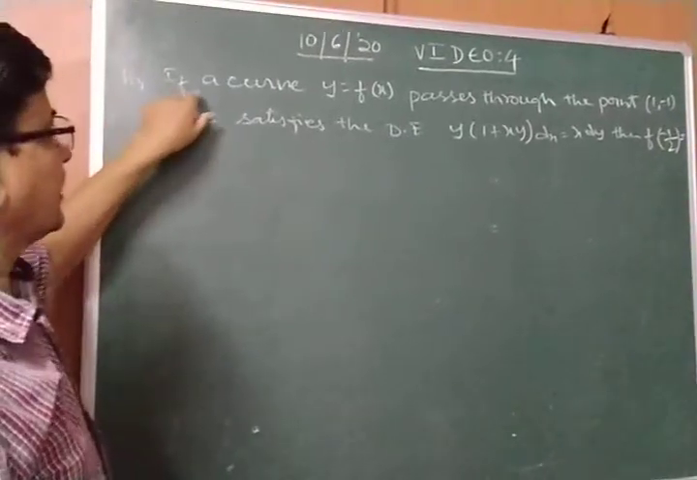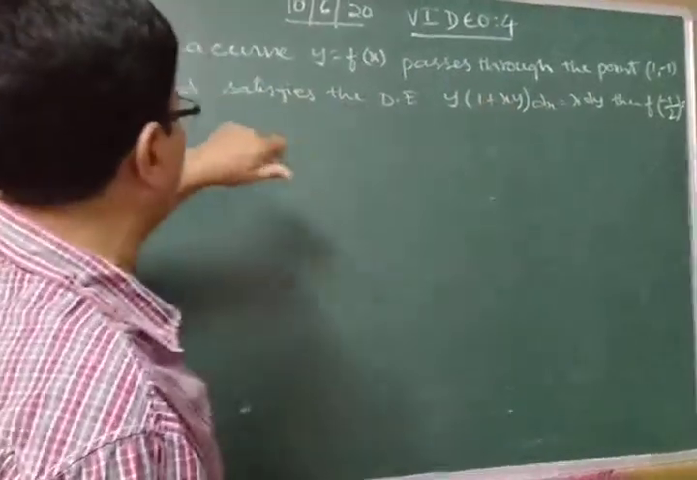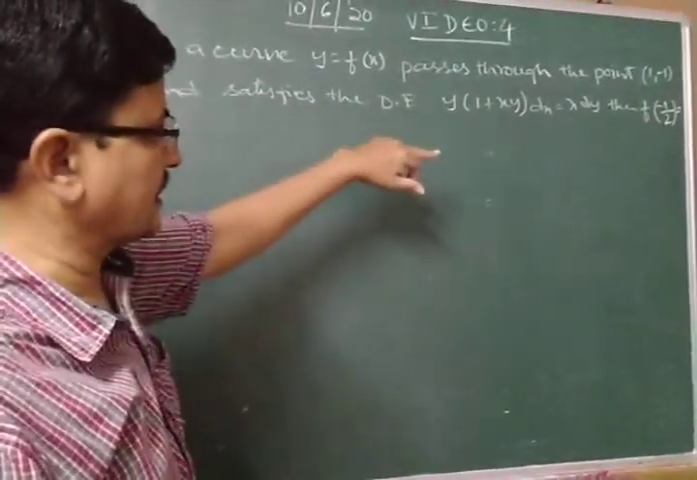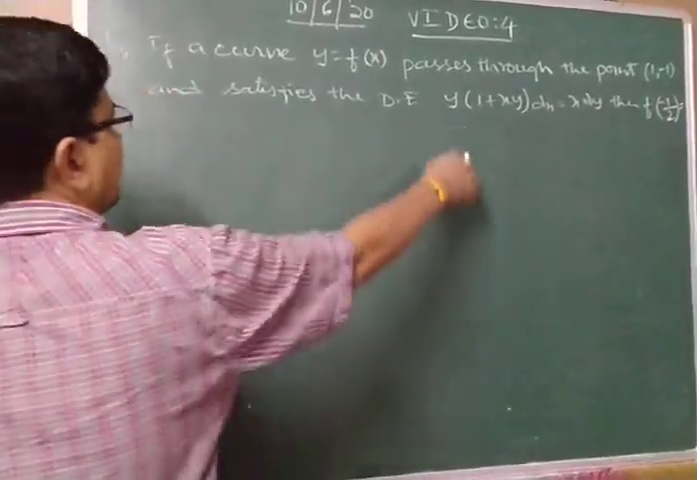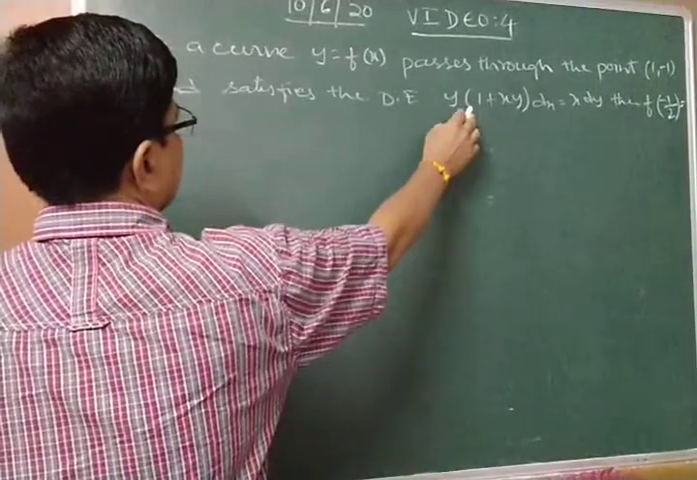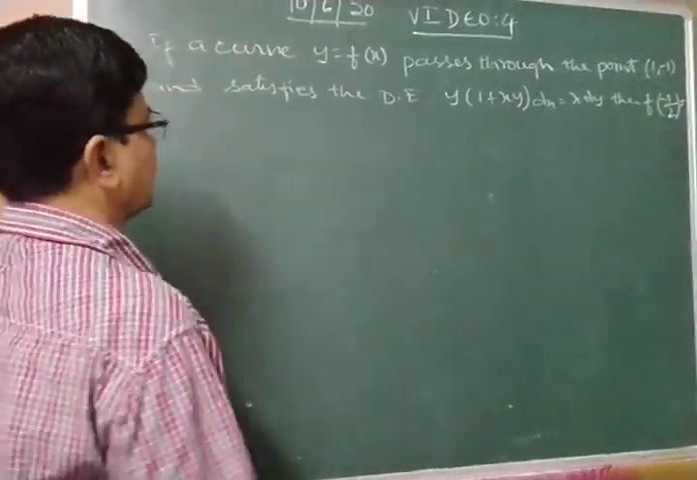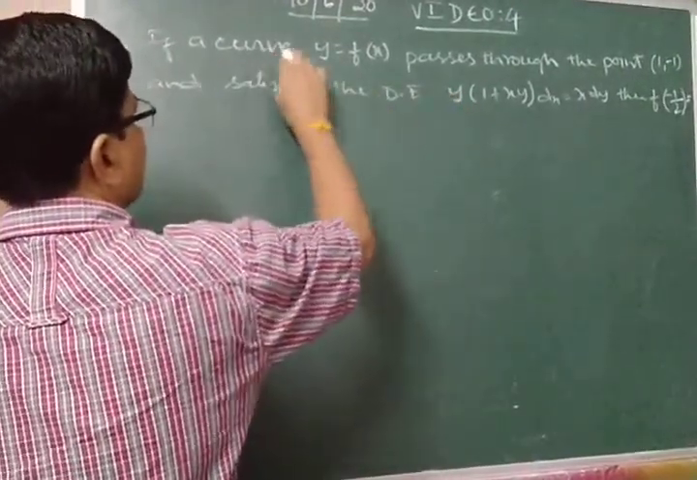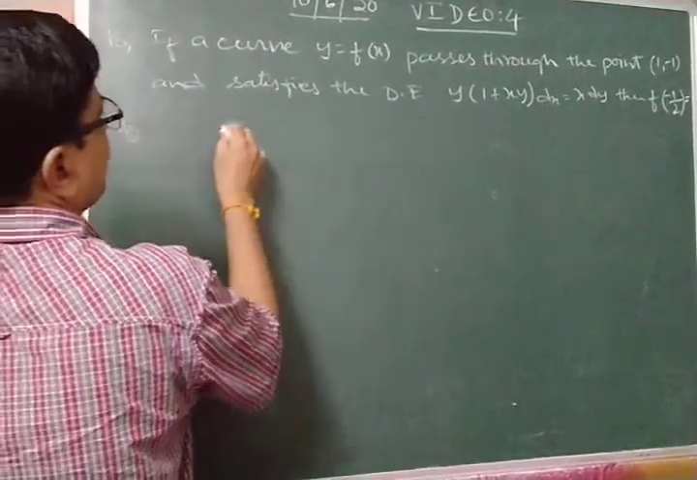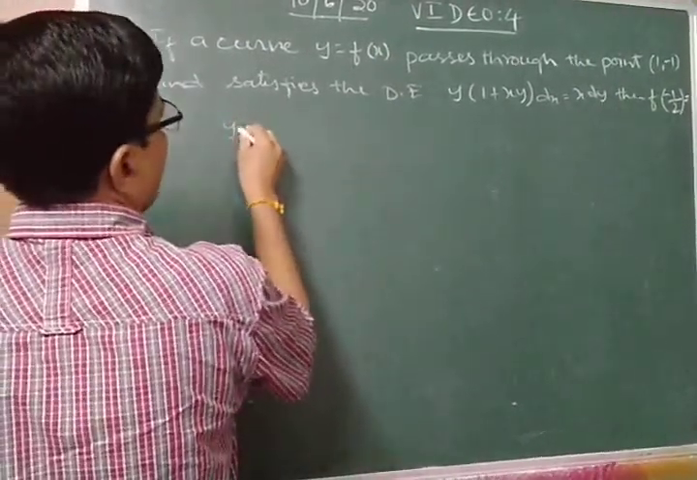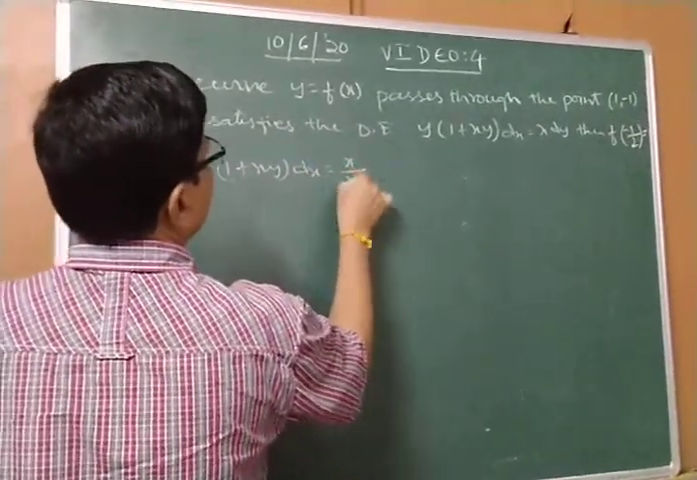Number 16. If a curve y is equal to f(x) passes through the point (1, -1) and satisfies the differential equation, then f(-1/2) is. So this is the given differential equation. This can be solved by using the linear differential equation form, and we get the solution y is equal to f(x). The equation is y dx is equal to x/y dy.